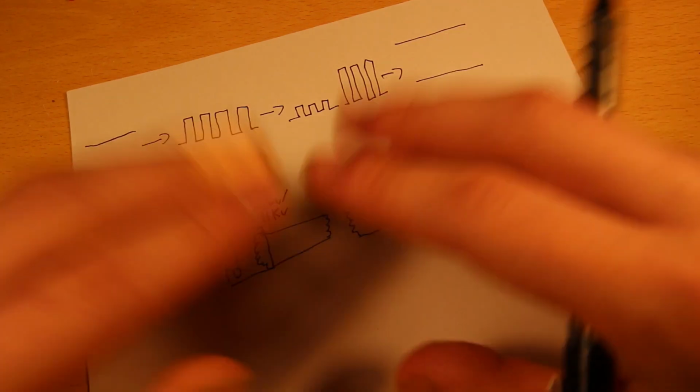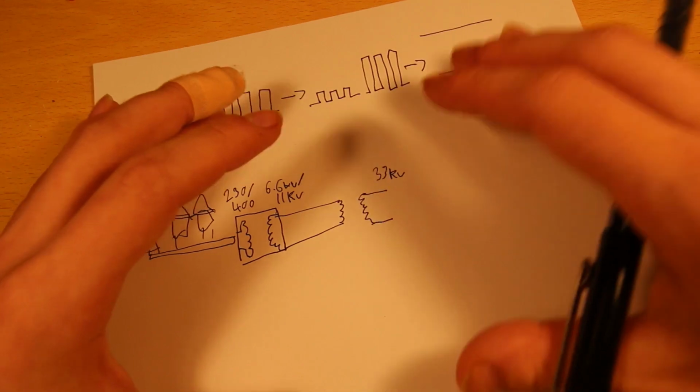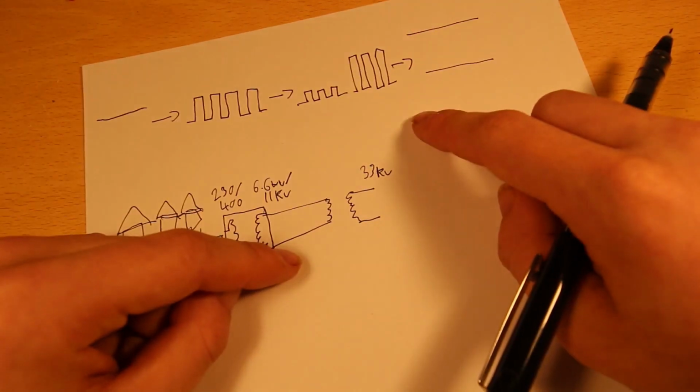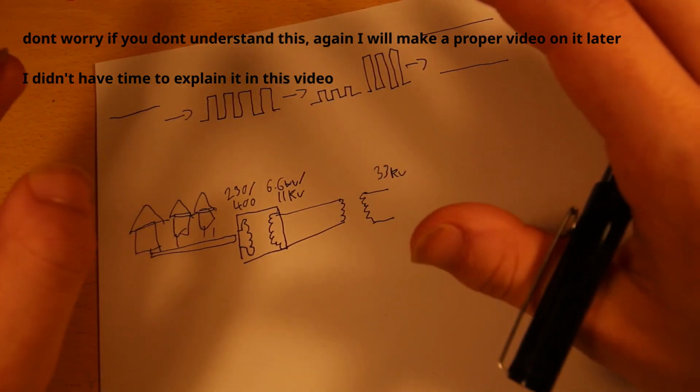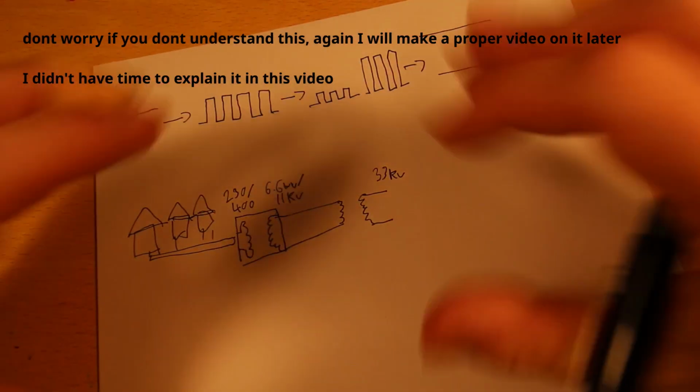Because I should say, for people who are going, distribution doesn't use phase to ground much. They mostly use phase to phase because of the way transformers are wired. Again, I will explain this in a minute. If you don't understand it, don't panic.